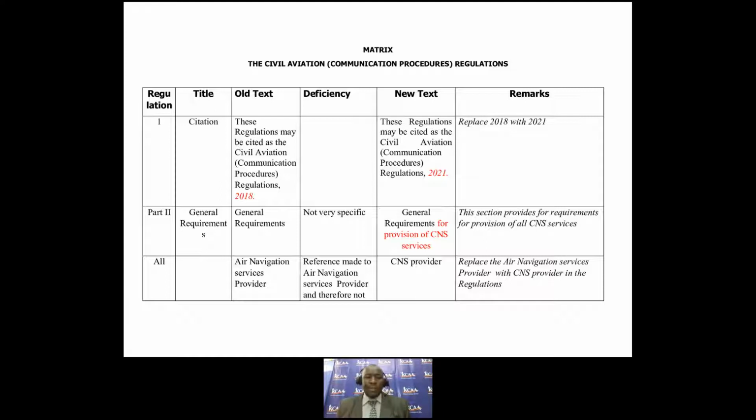Then Part 2 of these regulations: the current regulations have the title General Requirements, and it was felt that this was not very specific to these particular regulations, as it needed to be more specific to indicate the kind of services being provided. So the title of this part has been amended to read General Requirements for Provision of CNS Services. There's the addition of provision of CNS services to the title.